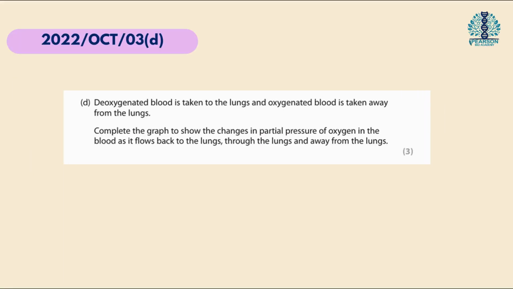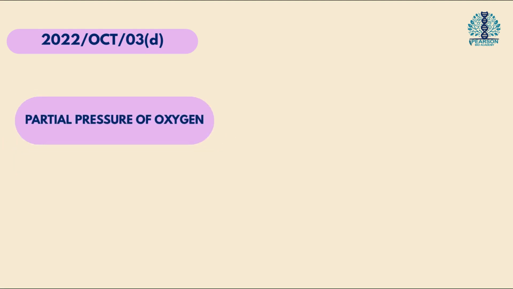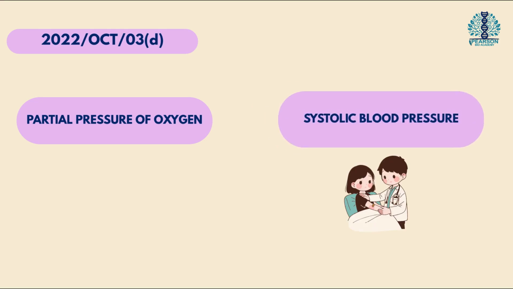And this concept was tested again in the October 2022 paper, but in a slightly different way. The question asks you to complete the graph showing the changes in the partial pressure of oxygen as blood flows back to the lungs, through the lungs, and away from the lungs. And one common mistake is confusing partial pressure of oxygen with systolic blood pressure. They are completely different, so make sure you are thinking only about the amount of oxygen in the blood.